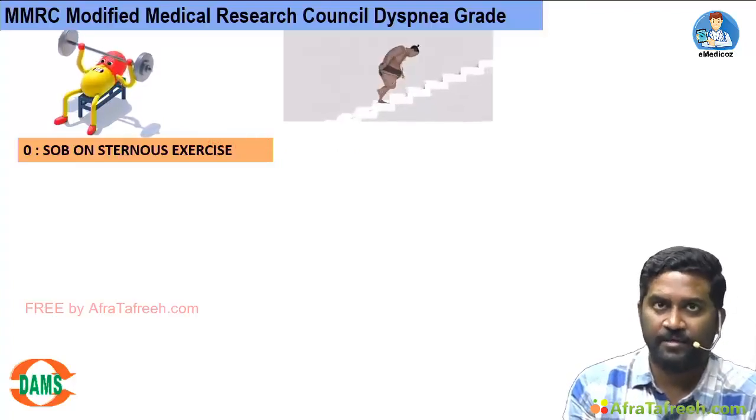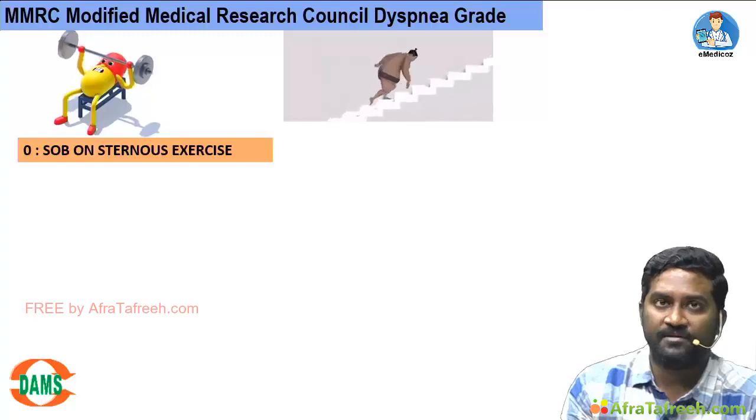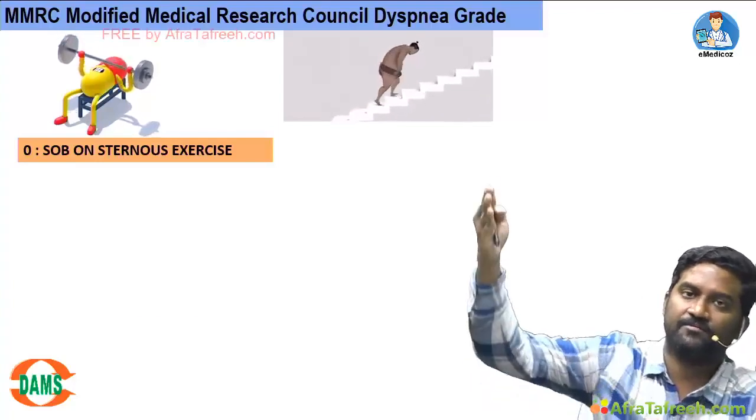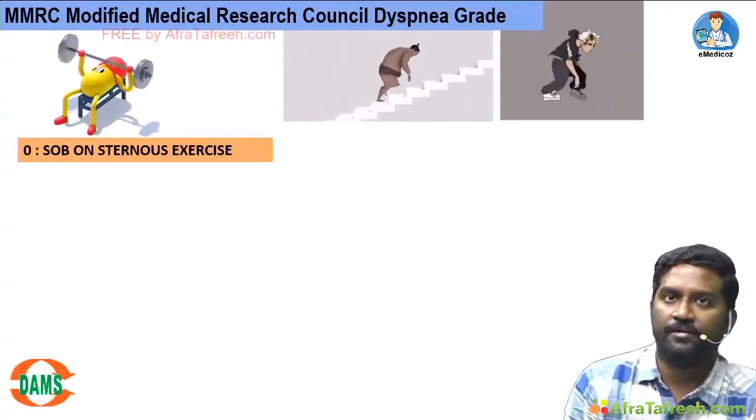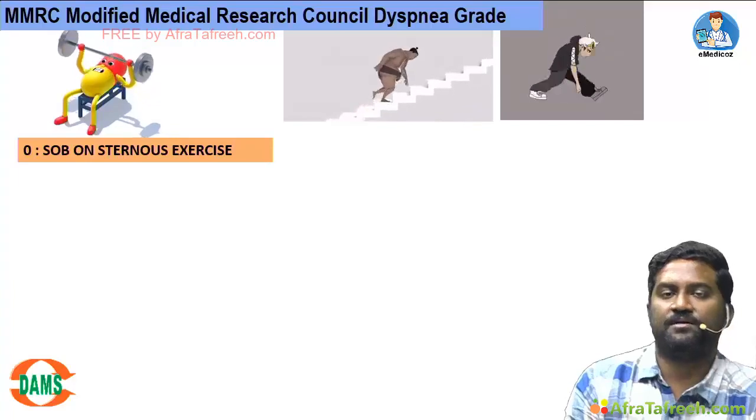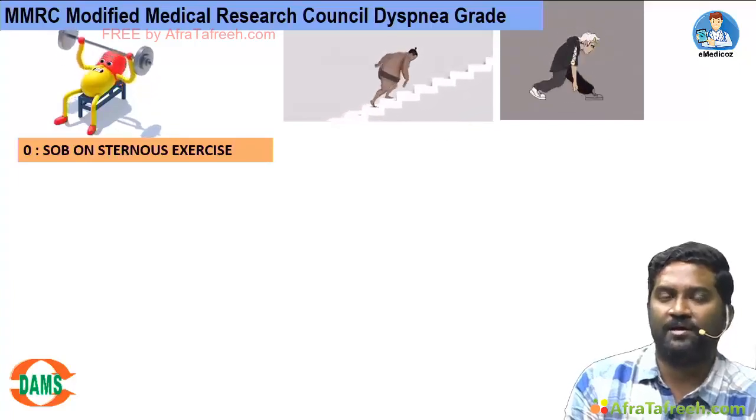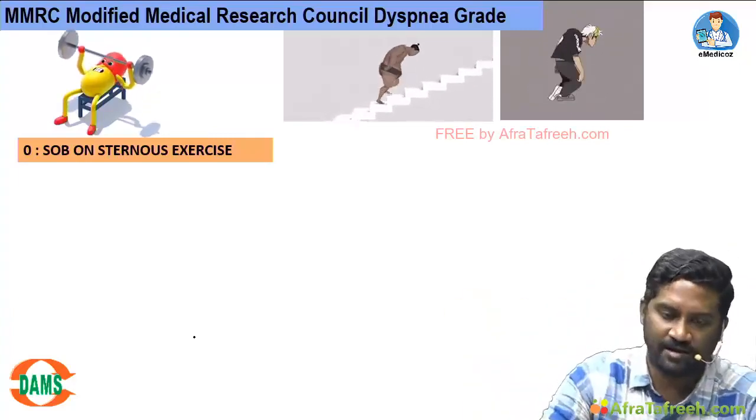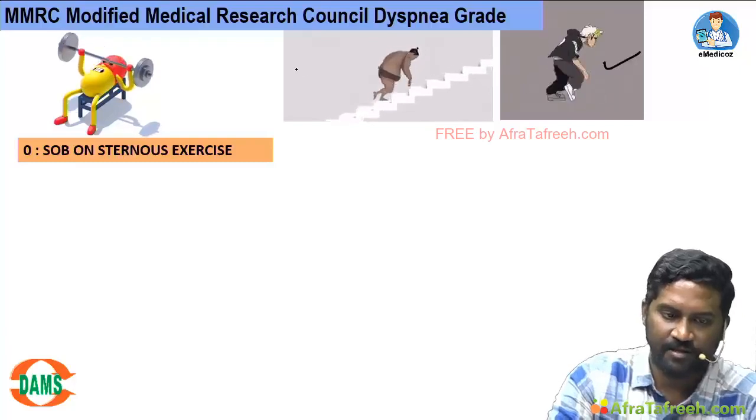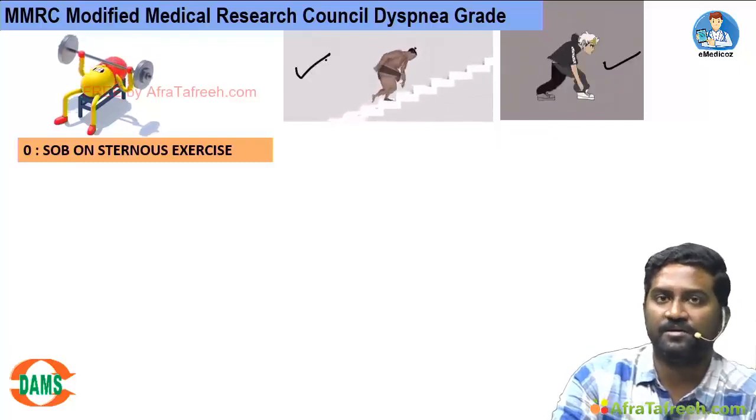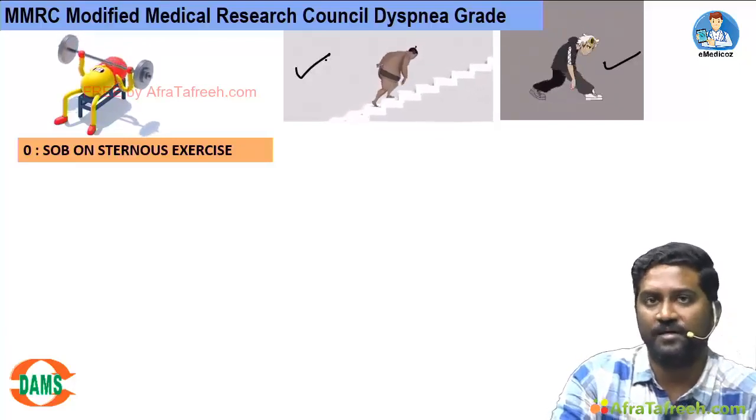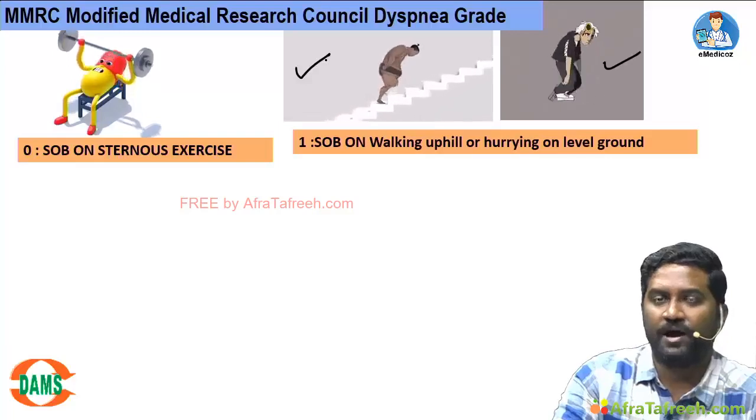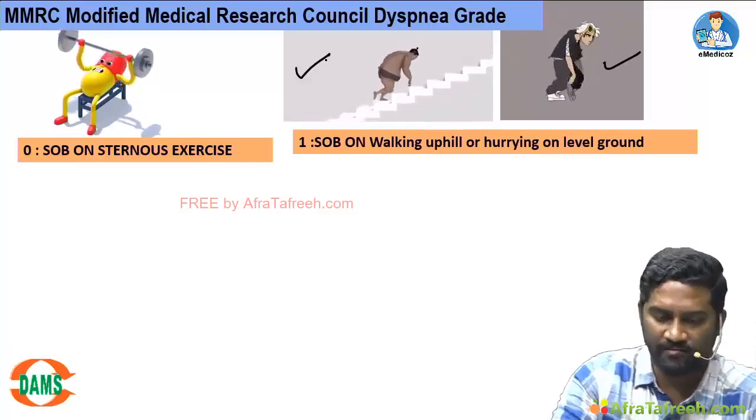Now here, if you see this image, the patient is having shortness of breath while climbing stairs. Climbing stairs means walking uphill, or the patient is feeling breathless while walking quickly on level ground. So when he tries to walk quickly, he gets shortness of breath. This phenomenon is called grade 1. Shortness of breath on walking uphill or hurrying on level ground.